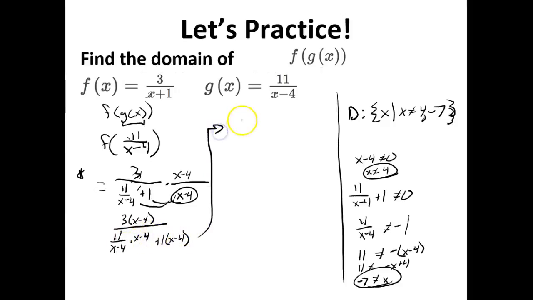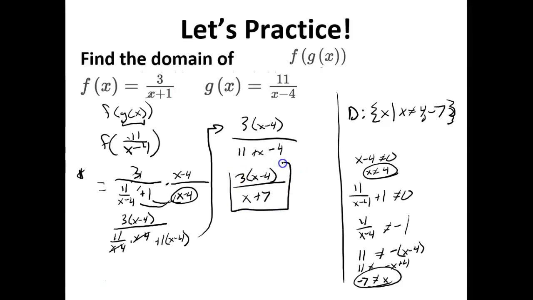In the top, we'd have 3 times x minus 4, and in the bottom, those are going to cancel out, so we'd have 11 plus 1 times this, which is plus x, and then minus 4, so 3 parentheses x minus 4 on top, and the bottom we have x plus 7, like that. So there it is simplified. This is in factored form in the top.